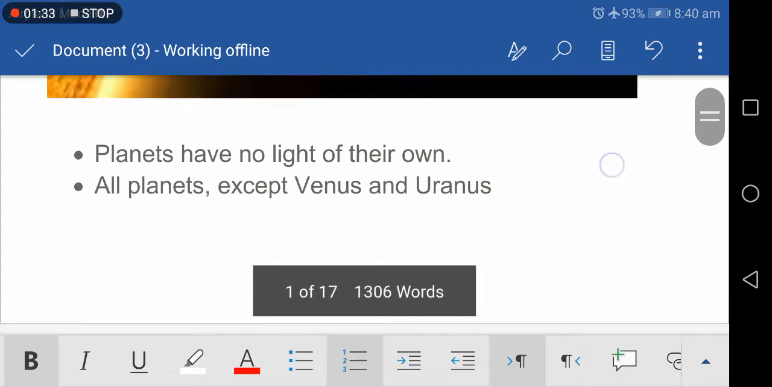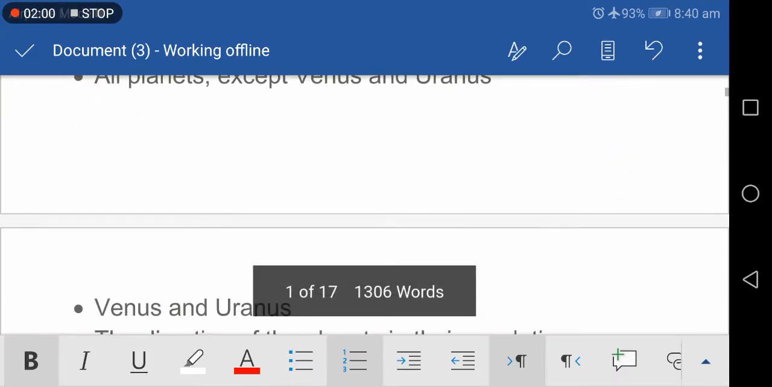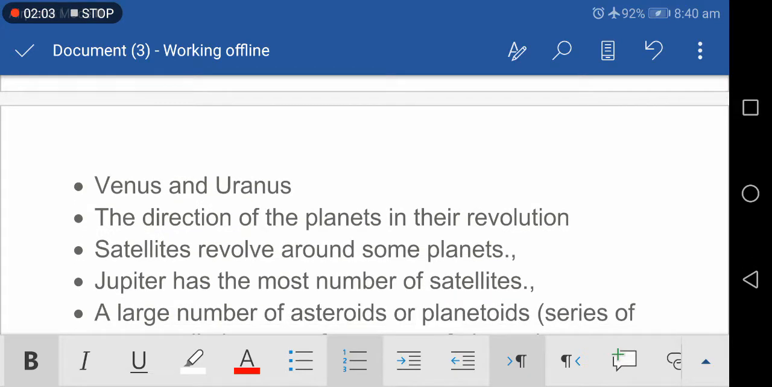See, here I have given the points. Planets have no light of their own. Yes, it is right. And all planets except Venus and Uranus rotate upon their axis from west to east. Venus and Uranus rotate upon their axis from east to west.